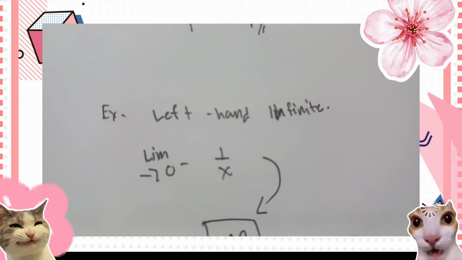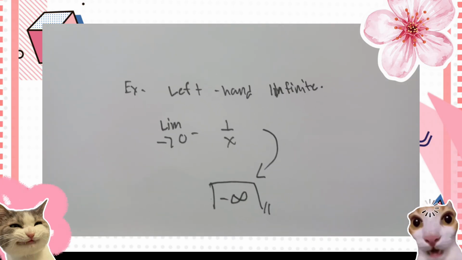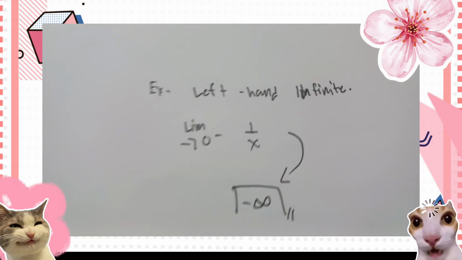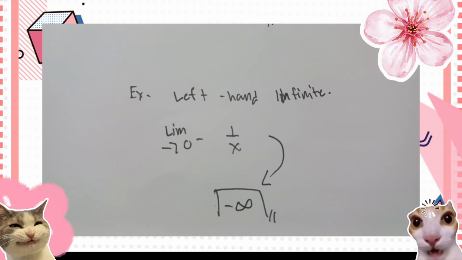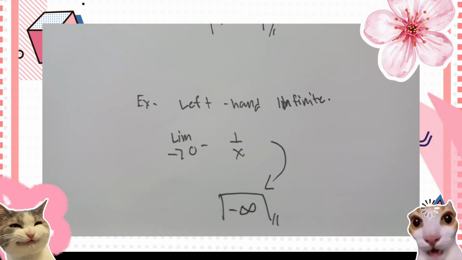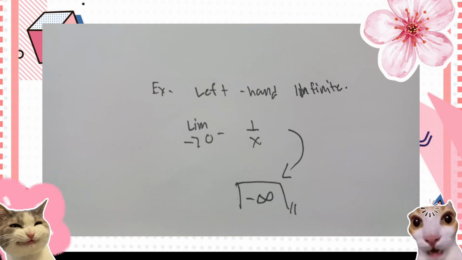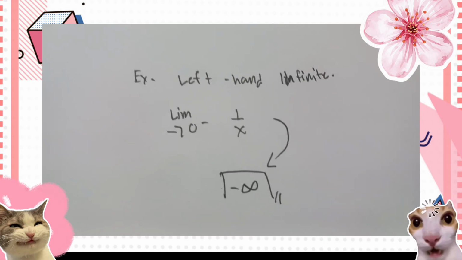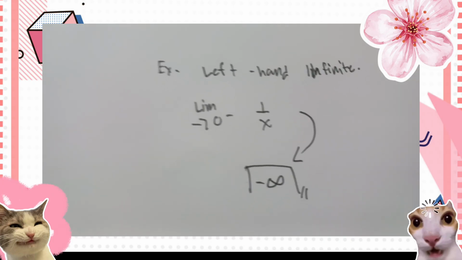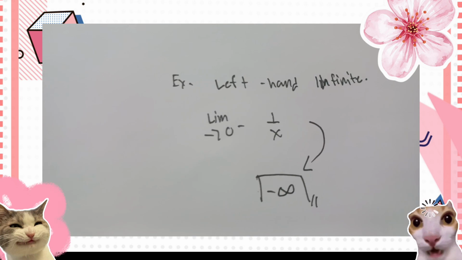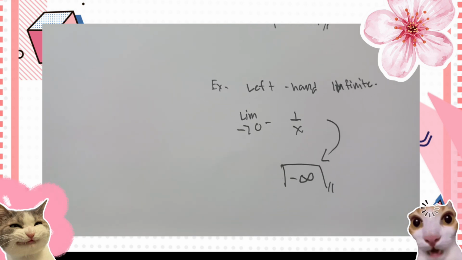As for another example of negative infinity, which is the left-hand infinite limit, limit as x approaches 0 from the left of 1 over x. Now the denominator is very small negative. The value becomes very large negative. The final answer is negative infinity. This shows a vertical asymptote at x equals 0.